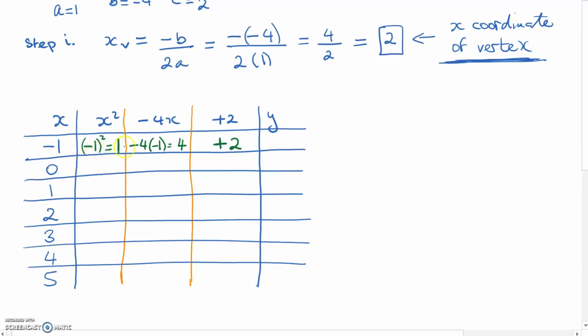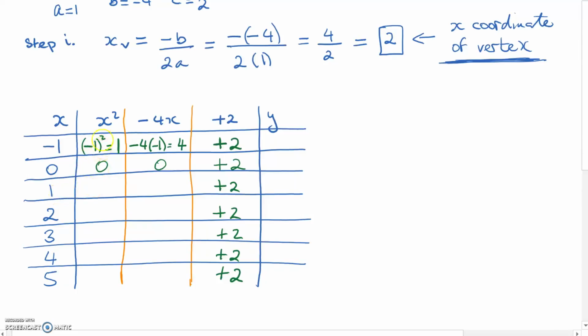Now, we're not going to write in what the x is all the time. We'll just do that bit in our head. So x is 0, so 0 squared is going to be 0. Minus 4 times 0 is going to be 0, and plus 2. There's no x here, so that's always going to be plus 2. In fact, if it's just a constant number, we can put it in right now the whole way down. Okay, so move on to the next row.